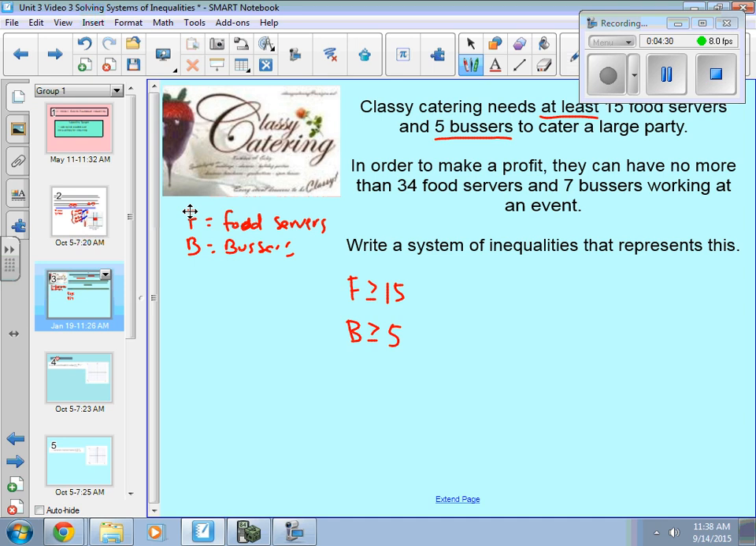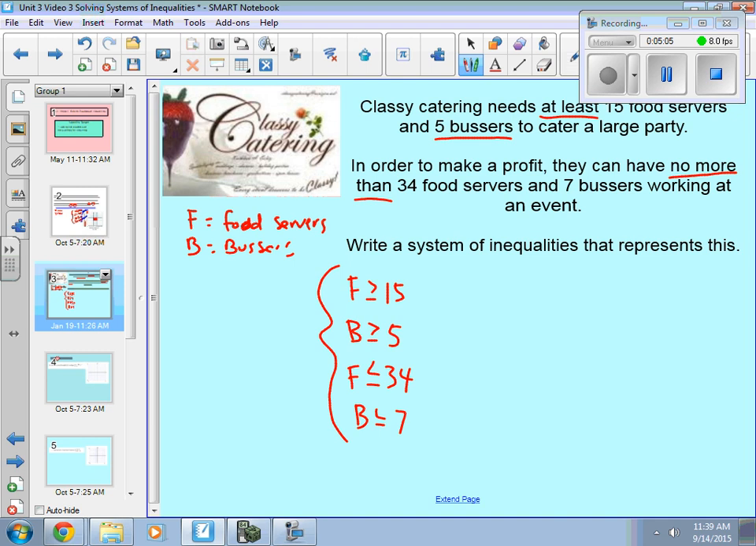All right, but to make profit, they couldn't have unlimited servers. They got to pay all these people. So they said no more than. We've had that keyword too. That means less than or equal to. Okay, so for food servers, we have to be less than or equal to 34. For bussers, we have to be less than or equal to 7. Otherwise, we're paying out too many people. Now we have a system of inequalities that represents this situation. And for this problem, that's all they wanted us to do, is to get to that point. So that would be the answer.